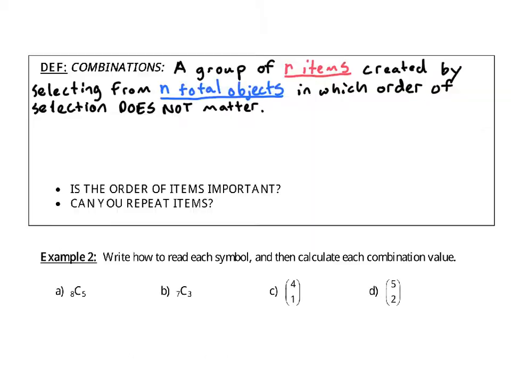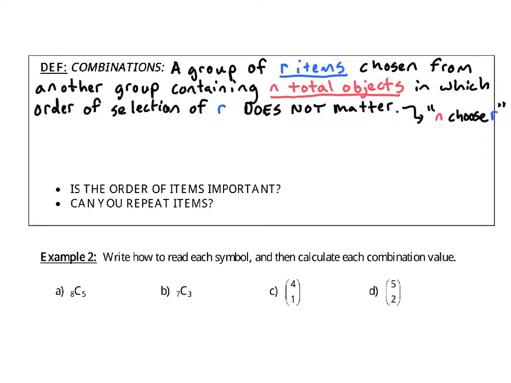So the Tony's Tasty Pizza example from above could also have been solved using combinations. Combinations are defined to be a group of R items chosen from another group containing N total objects in which the order of selection of R does not matter. We commonly refer to this as N choose R.